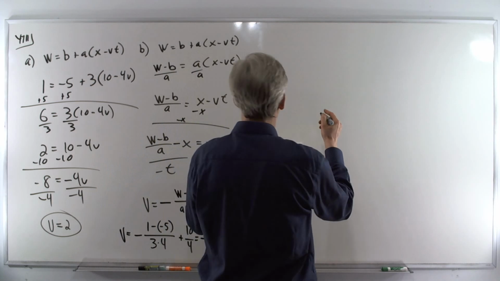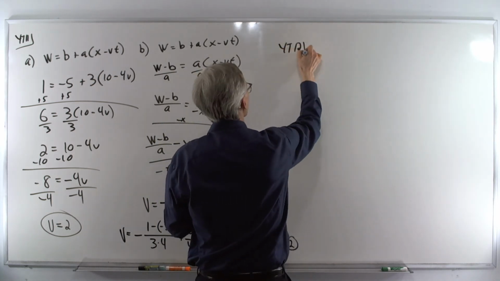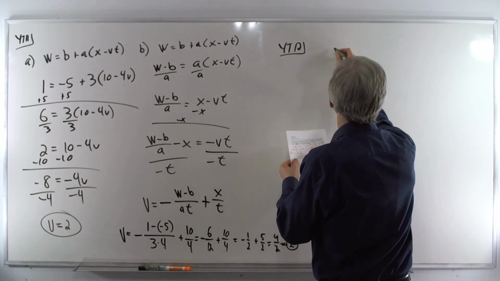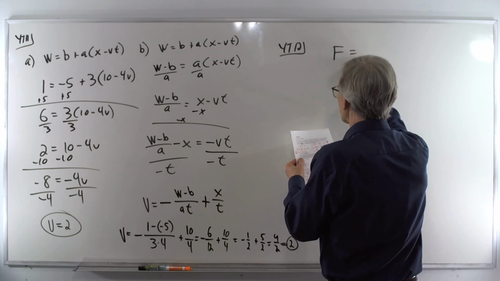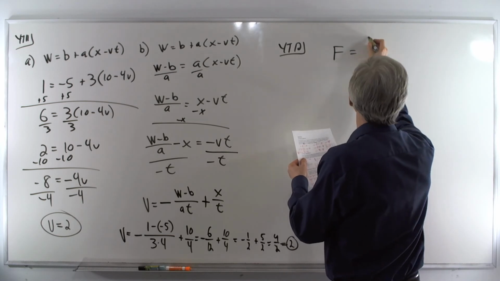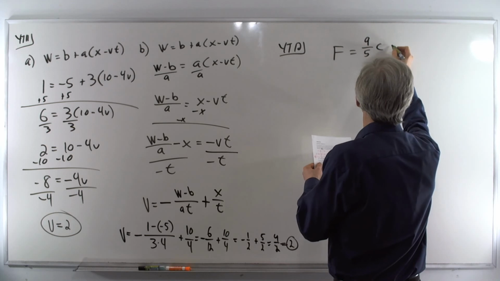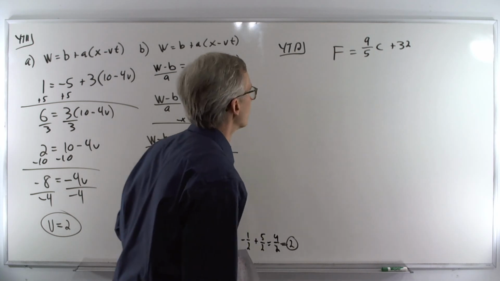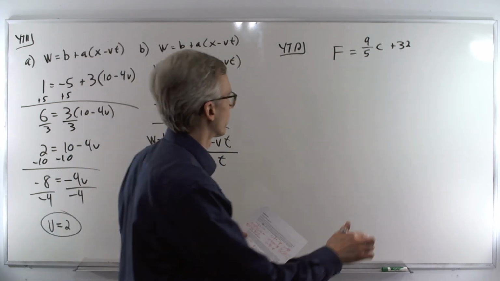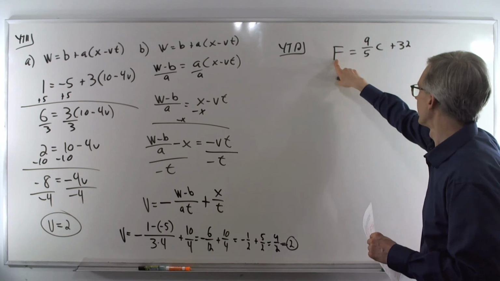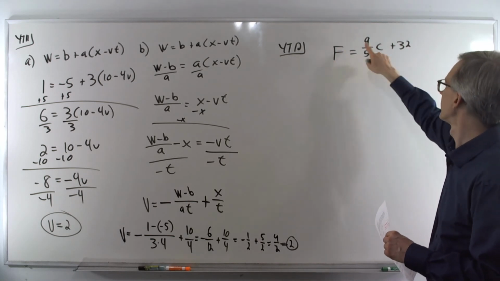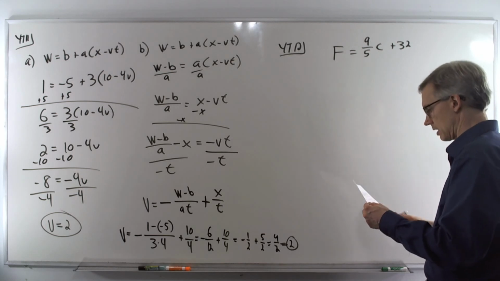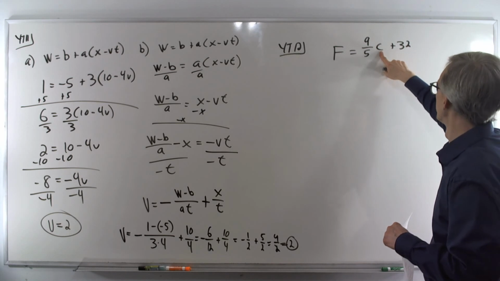Your turn number 12, temperature. So the equation to convert between Fahrenheit and Celsius is F equals 9/5 C plus 32. So if you plug in a Celsius temperature here, you get a Fahrenheit out. But we want to do the reverse. We're going to plug in a Fahrenheit temperature and get Celsius out. So let's solve this thing for C.